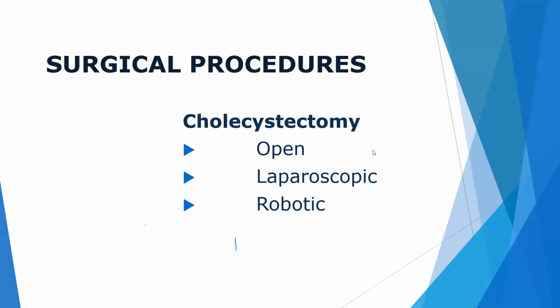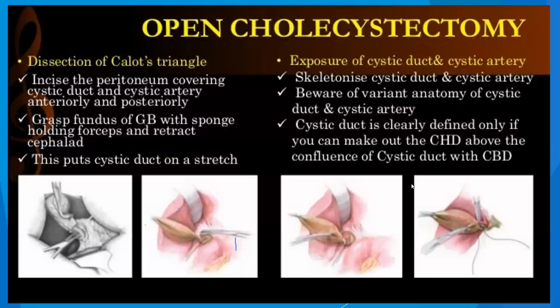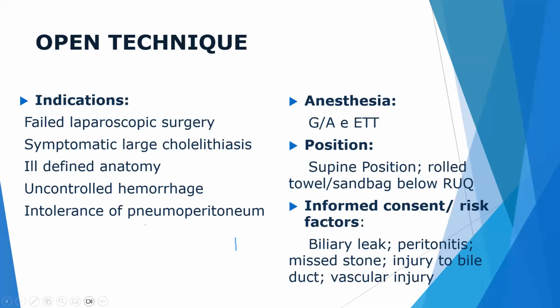The procedure is done under general anesthesia with the patient in supine position, and you raise the thoracoabdominal junction by placing some roll behind the lower chest. And definitely you need to take informed consent from the patient as well as the guardian. When we talk about informed consent, informed means that you inform the patient about the possible complications which can happen on table, peroperatively, or post-operatively.